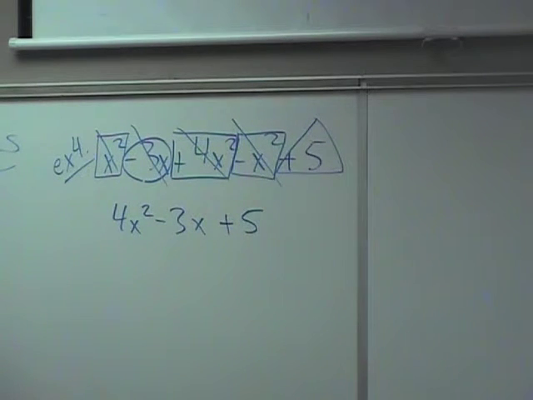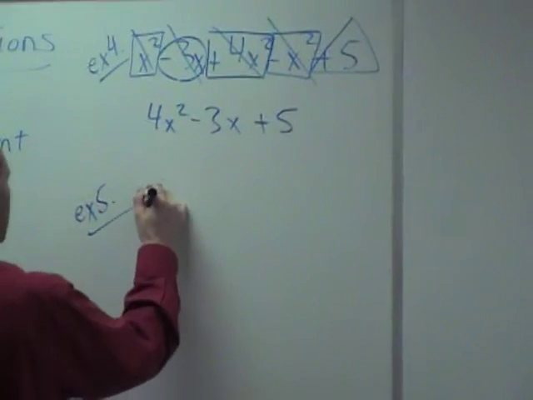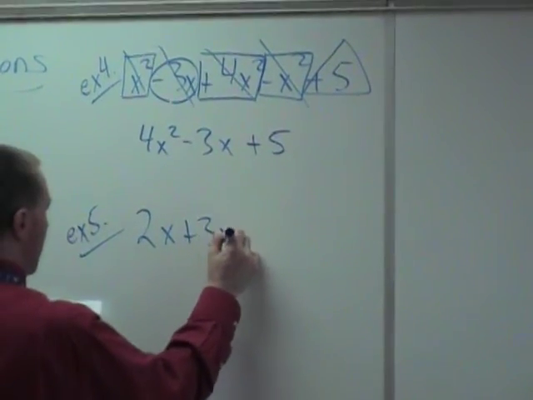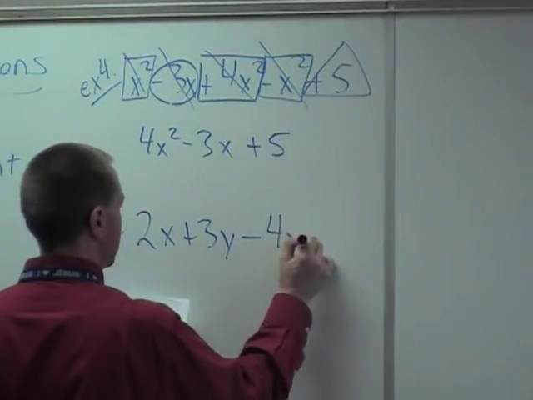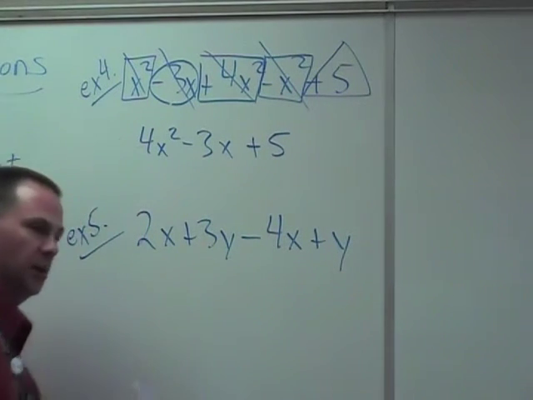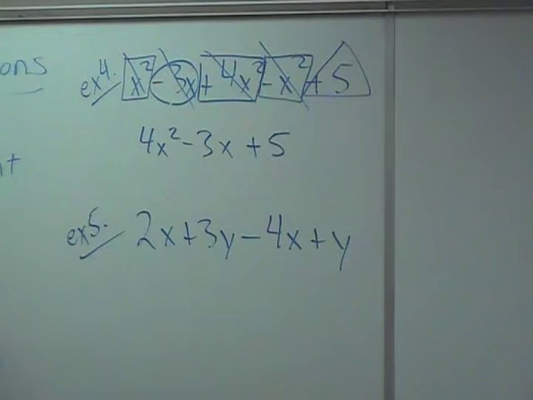Question? Okay, next one. Example 5. 2x plus 3y minus 4x plus y. Everybody try that. Do you understand this? Kinda. Okay.